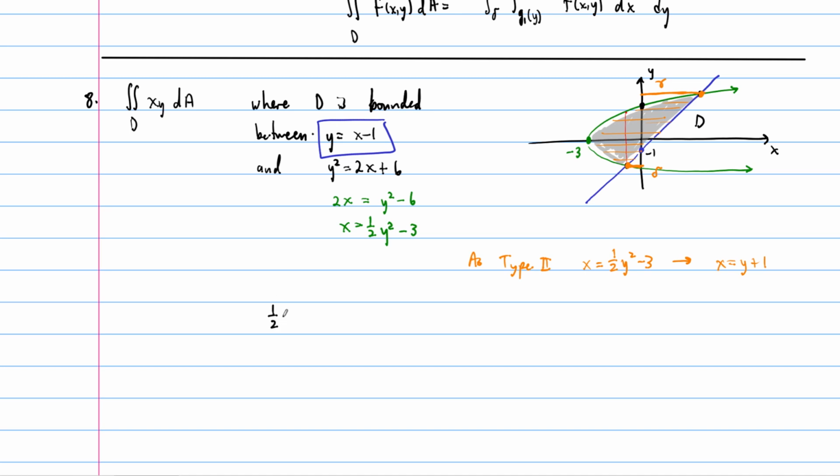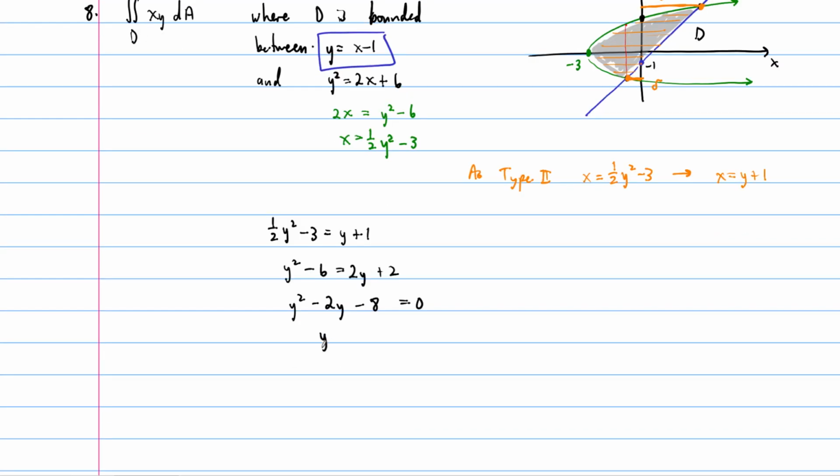So this is going to be 1/2 y squared minus 3 has to equal y plus 1. We can multiply through, right? This is y squared minus 6 equals 2y plus 2. Get everything on the same side. y squared minus 2y minus 8 equals 0. And this is a quadratic equation that factors, right? So it's going to be y minus 4 times y plus 2. If you multiply that out, you get this back. So our values are y equals 4 and y equals negative 2.